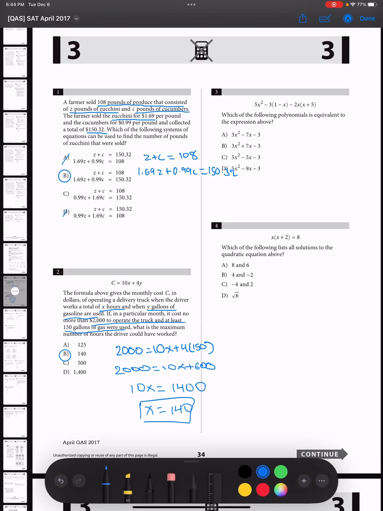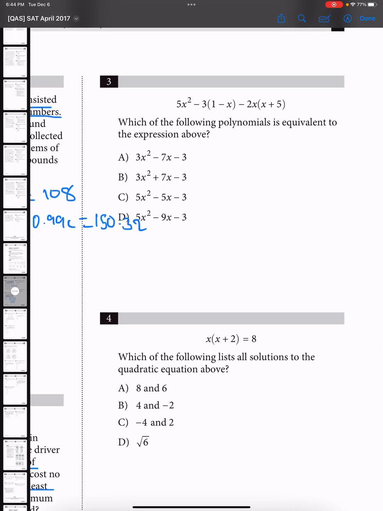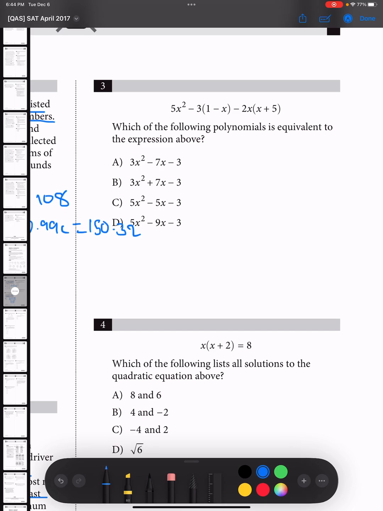Next question. Which of the following polynomials is equivalent to the expression above? So I'm going to first simplify this. So 5x squared minus 3 plus 3x minus 2x squared minus 10x. So that means we're going to combine like terms. So 3x squared, and combine these two, you get minus 7x and just minus 3. So that means our answer is A.